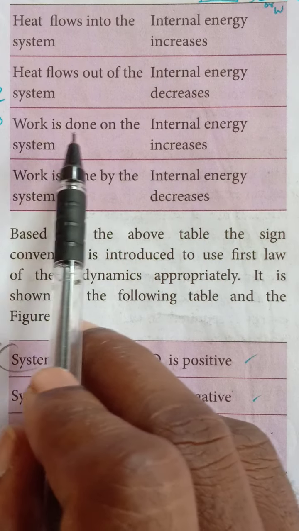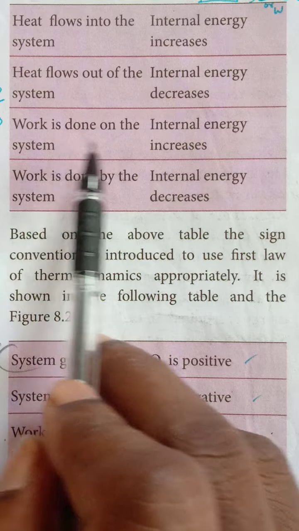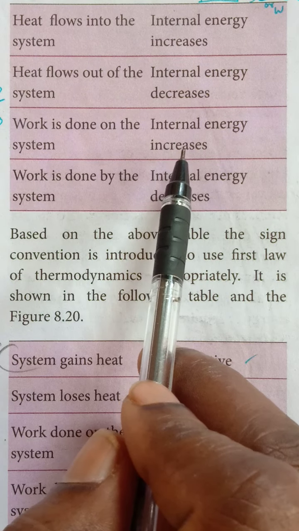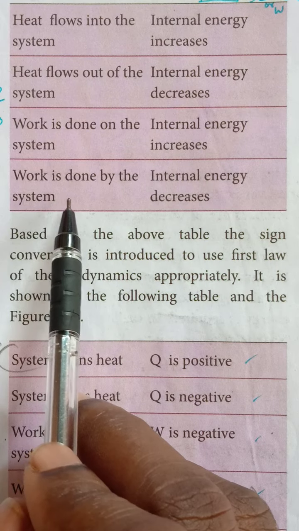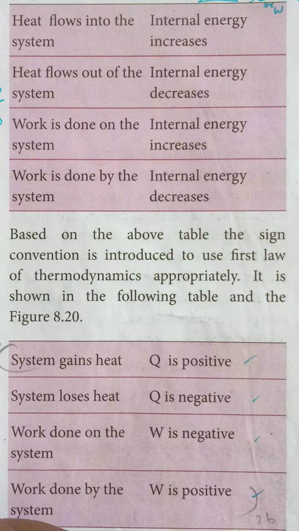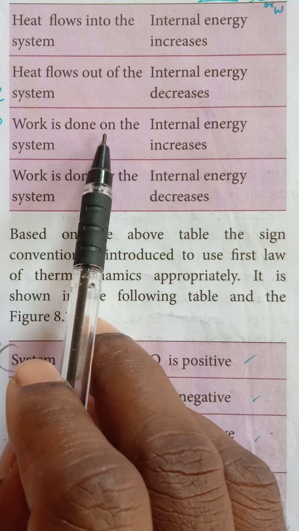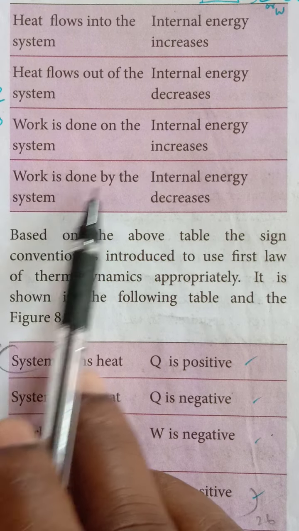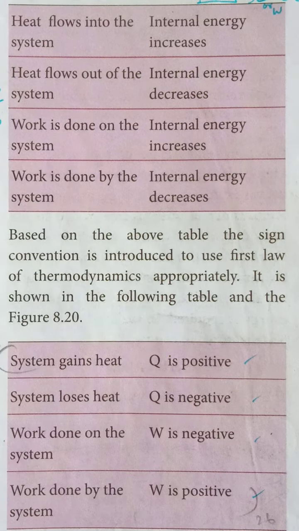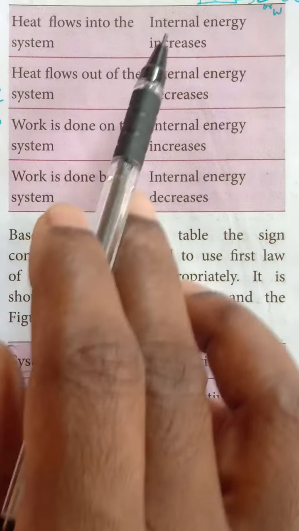If work is done on the system, what will happen? It will increase the energy. Work done by the system means it loses energy, so the energy will decrease. Clear? Work done on the system, so energy is gained, which has the same meaning as heat flowing in. Work done by the system is the same as heat flowing out. You can understand that both heat and work done on the system affect the internal energy.